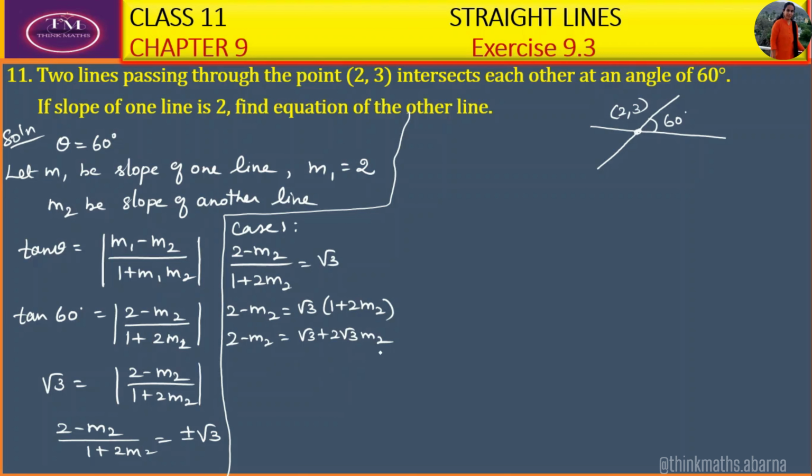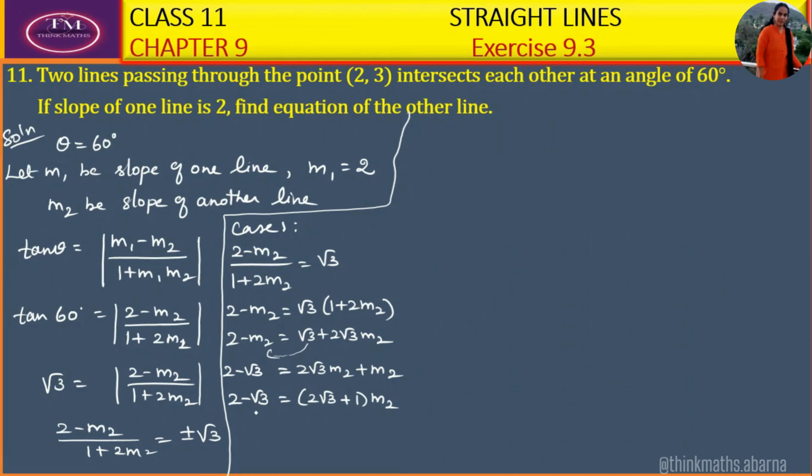So bringing this to RHS, it will become positive. So I am bringing this root 3 here. So it is 2 minus root 3. Already here we have 2 root 3 m2. If I bring this minus m2 here, it is plus m2. So 2 minus root 3 is equal to, taking the m2 outside, 2 root 3 plus 1 into m2.